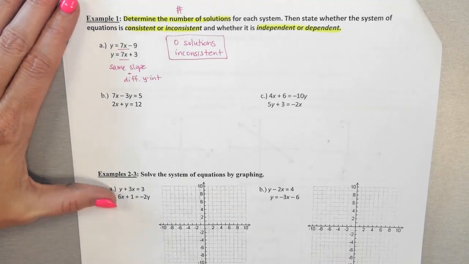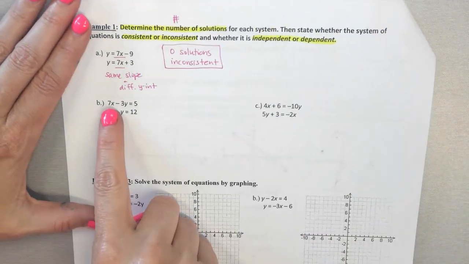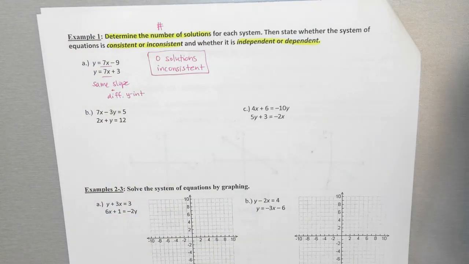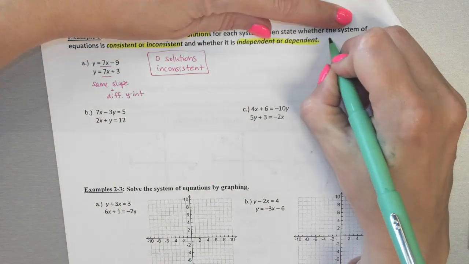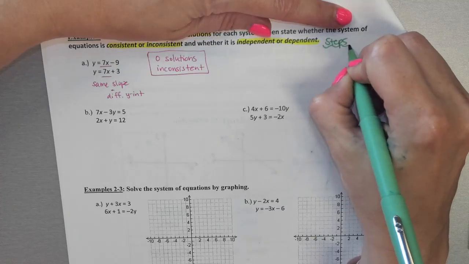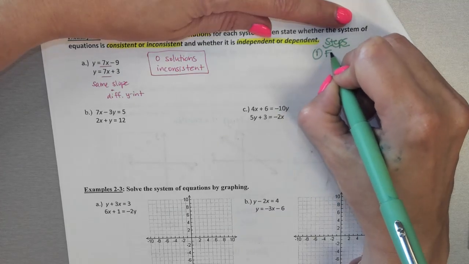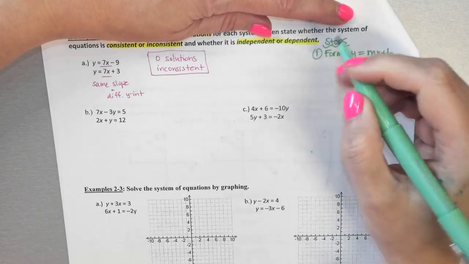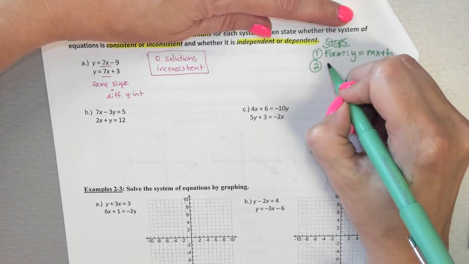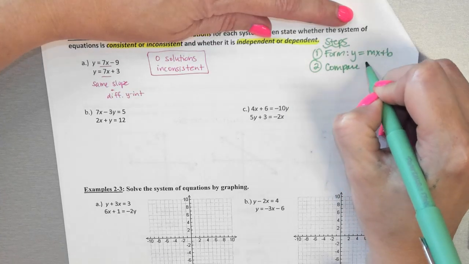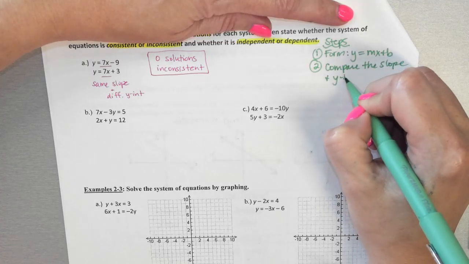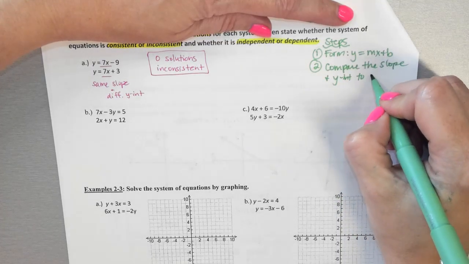All right, and then when we head over to part B, we can see these are not in the form where you can pick out the slope and y-intercept right away. So I recommend putting it in that form first. Your steps for these are to put it in the form y equals mx plus b, and then compare the slope and y-intercept so that you can classify.